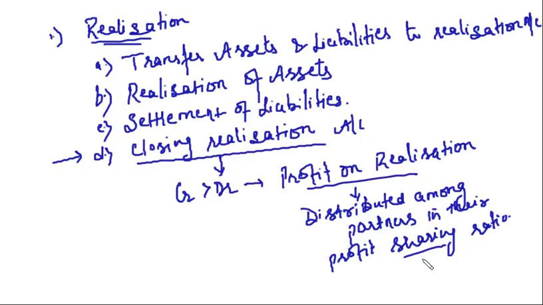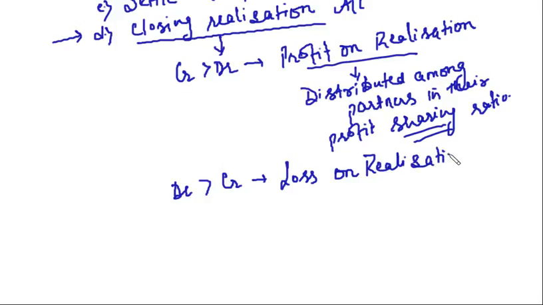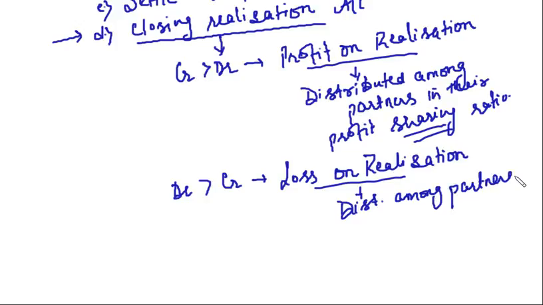So if the credit side is more than the debit side of the realization account, it will result in profit on realization, which will be distributed among the partners in their profit sharing ratio. And if the debit side is more than the credit side, then this will reflect the loss on realization. This will again be distributed among partners in their profit sharing ratio.